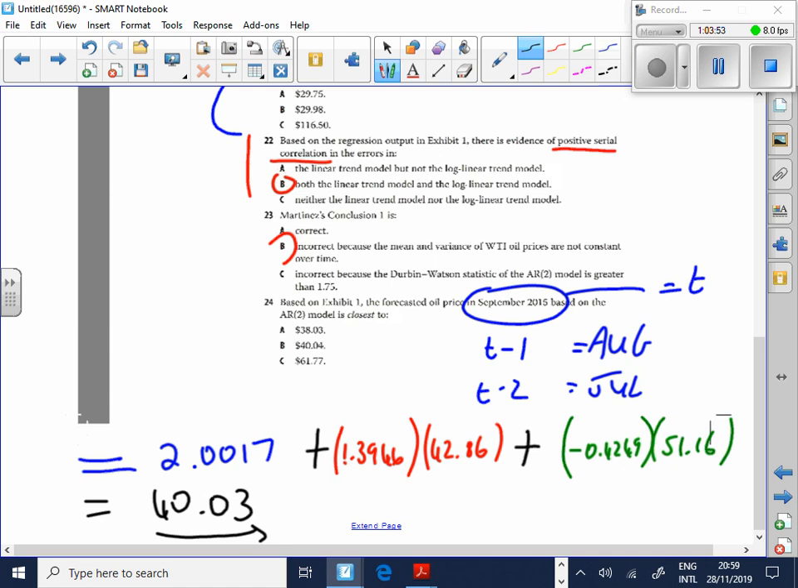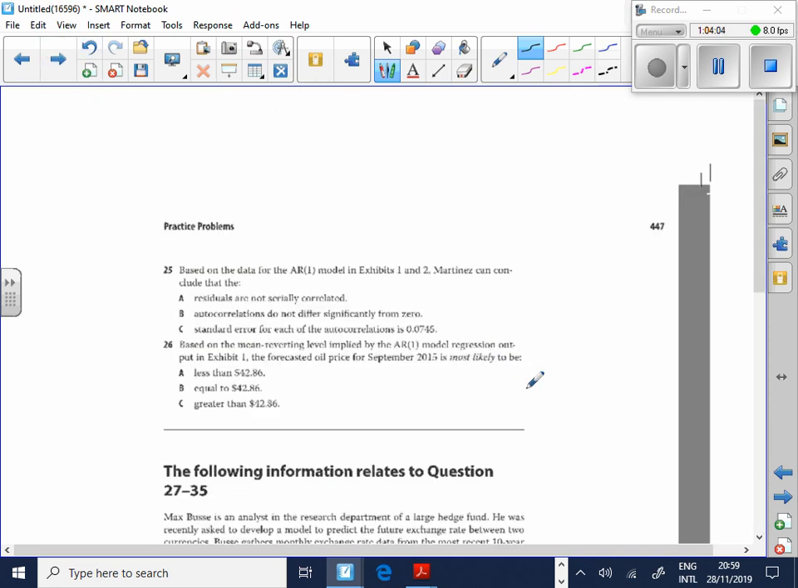Okay, let's go. 2 more. To get these last 2 right, we go home. Otherwise, we do the next one. Just kidding. Just kidding. Sure. Okay, let's go. Based on the data for the AR1 model, number 25, guys, in exhibits 1 and 2, you can conclude that what?